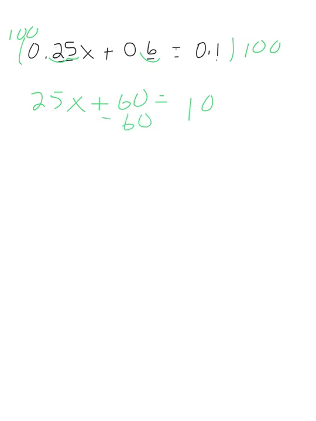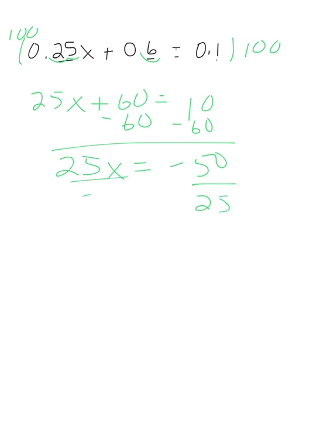You're going to subtract 60 from both sides. 25x equals negative 50. Divide both sides by 25, and x equals negative 2. Same answer as you would have gotten if you had just subtracted the 6/10 from both sides.